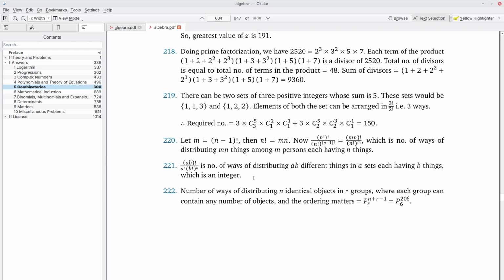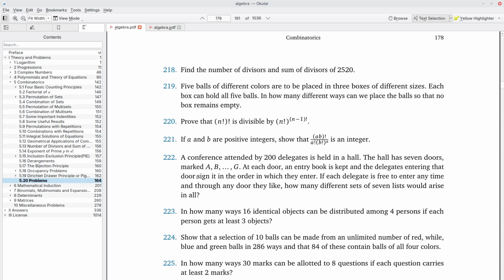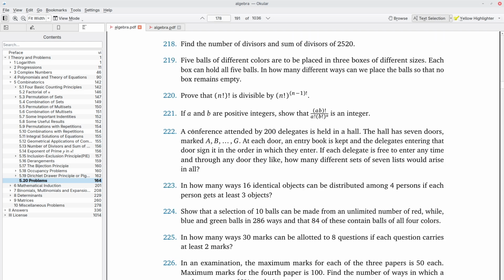Question 222 says that a conference attended by 200 delegates is held in a hall. The hall has 7 doors, A through G. At each door, an entry book is kept, and delegates entering the door sign it in the order in which they enter. If each delegate is free to enter any time and through any door they like, how many different sets of 7 lists would arise in all?